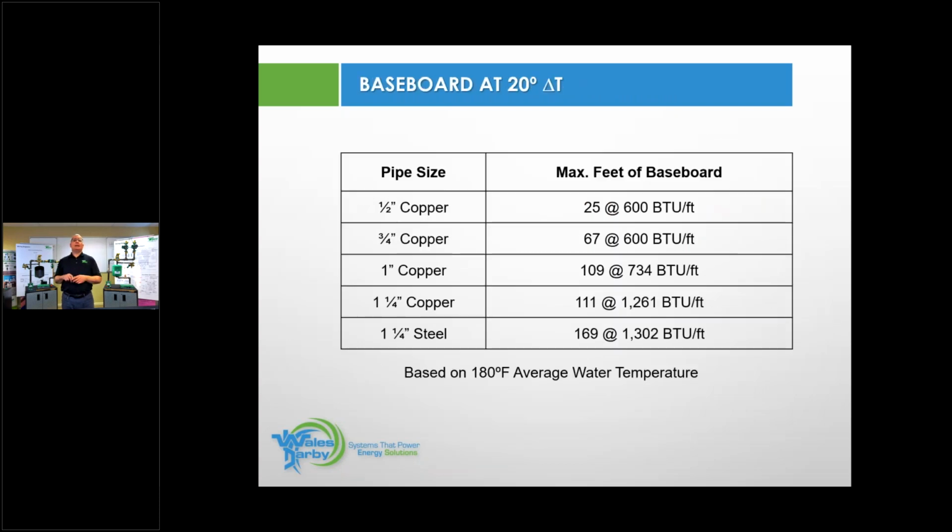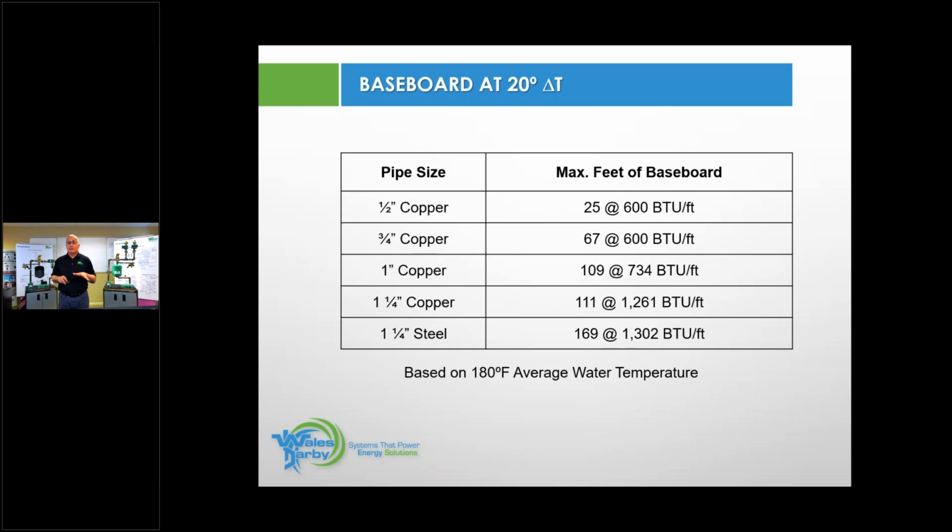All right. Baseboard at a 20-degree delta. So we're showing you the max amount of footage. These are very good numbers to always keep in the back of your mind, especially on 3/4 inch. Here we're showing you 67 feet. Don't go past that, all right? If we go past that, we're going to have less output at the end of that loop. So if you're troubleshooting a job and you have a loop that has an excessive amount of baseboard on there, now you know why, and you're probably going to want to cut that loop down into 2.